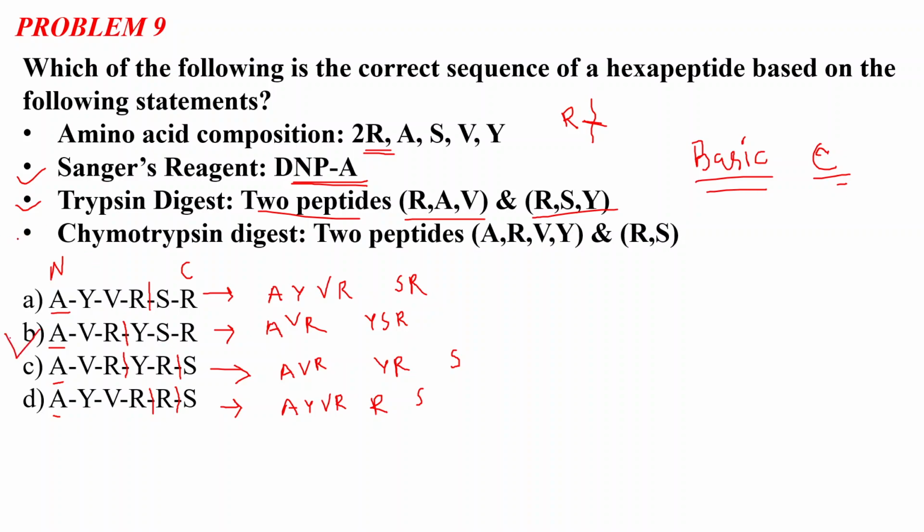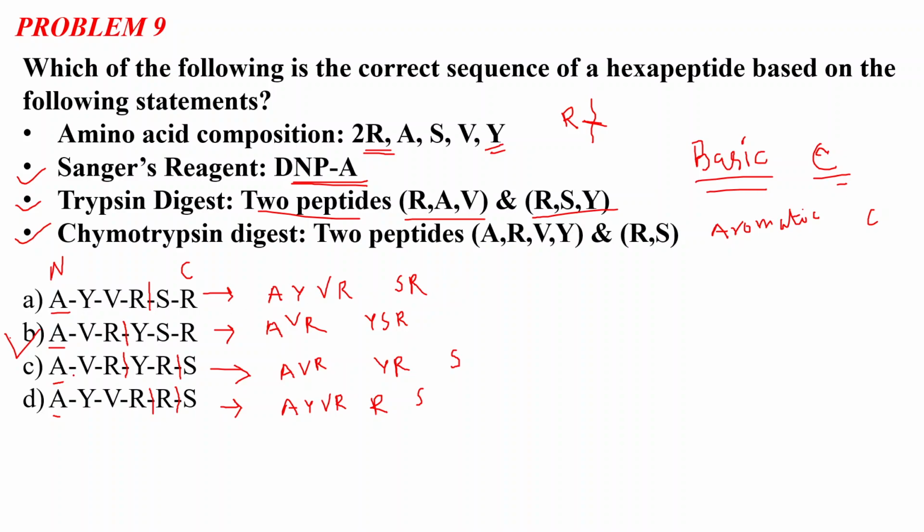Now we will just confirm it from the third statement, which says that the chymotrypsin digest gives two peptides having ARVY and RS. Now what is a chymotrypsin digest? It will cleave at amino acids having an aromatic amino acid at the C terminus. So chymotrypsin basically will cut the peptide chain having an aromatic amino acid, and it will cut at the C terminus.